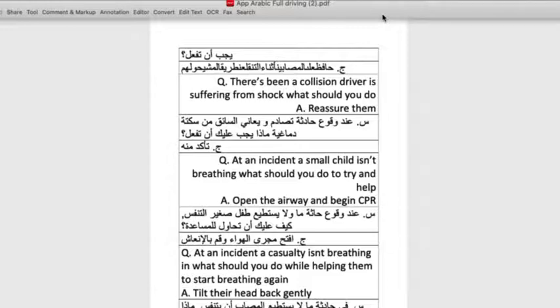There has been a collision. Driver is suffering from shock. What should you do? Reassure them.